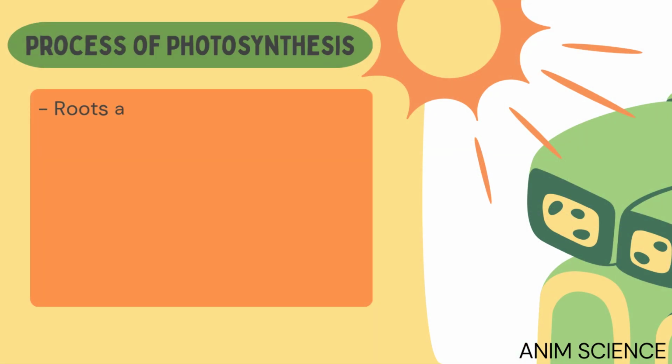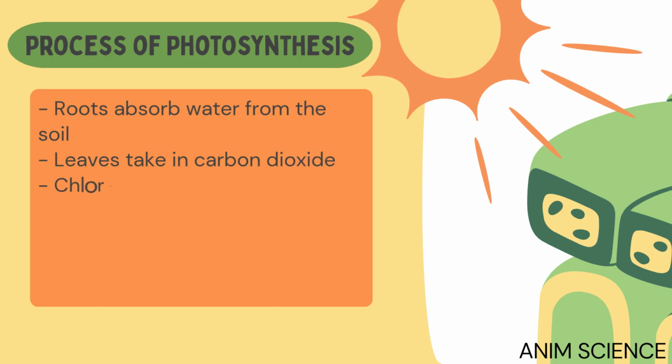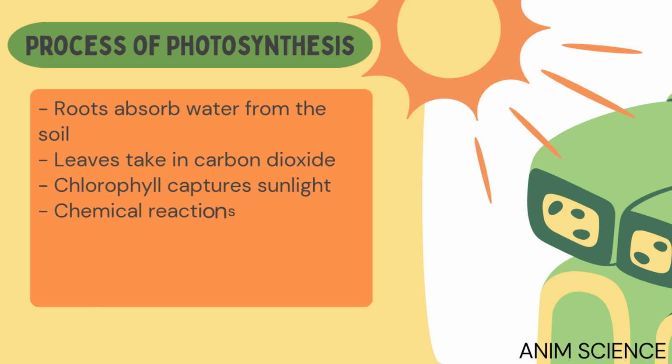Now let's bring everything together and understand the complete process of photosynthesis step by step. This will help you clearly see how all the components we discussed work together. Step 1. Absorption of water. The roots of the plant absorb water from the soil, which is then transported to the leaves.